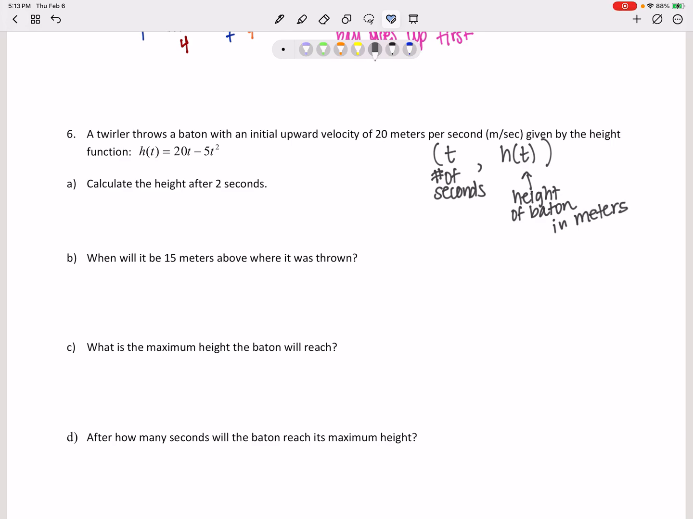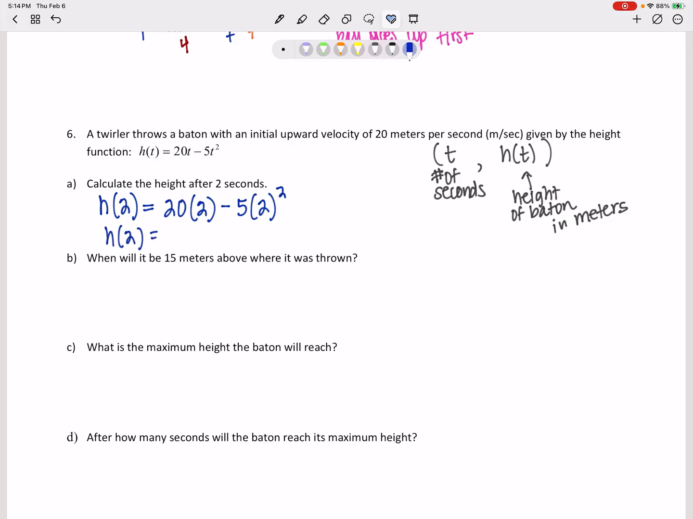We want to calculate the height after 2 seconds. So that means time is equal to 2. So I'm going to put a 2 in for my time variable t. So h of 2 equals 20 times 2 minus 5 times 2 squared. Everywhere I see a t, I'm going to put a 2 in its place.